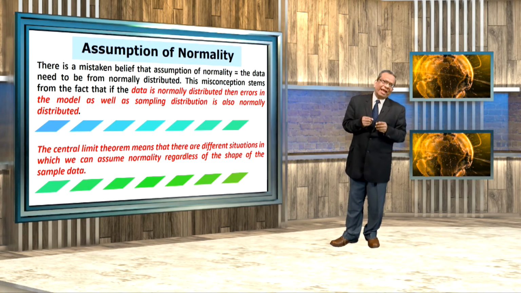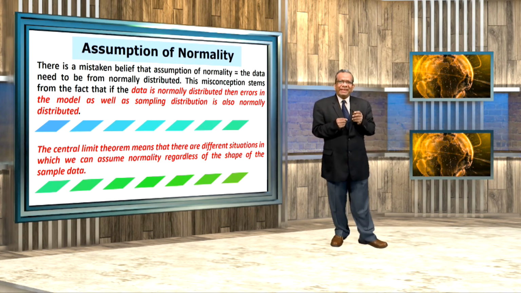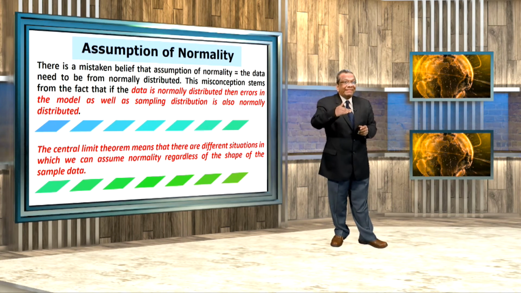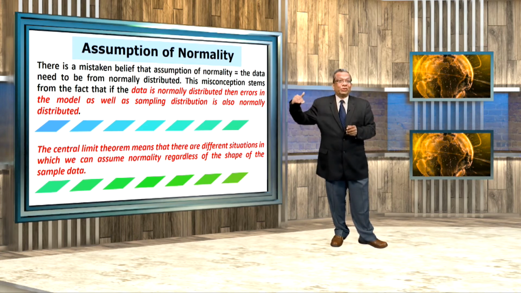Assumption of normality. There is a mistaken belief that the assumption of normality means the data need to be normally distributed. The misconception stems from the fact that if the data is normally distributed, the errors in the model as well as the sampling distribution are also normally distributed. This is a correct statement.